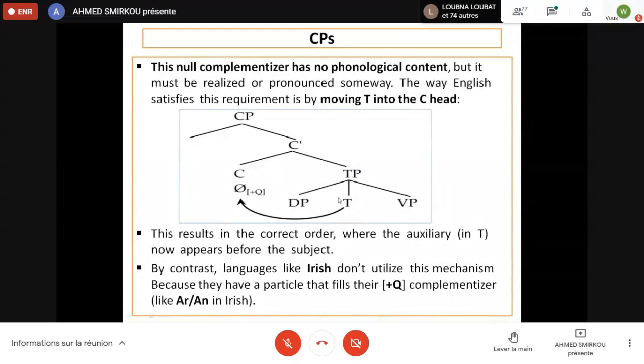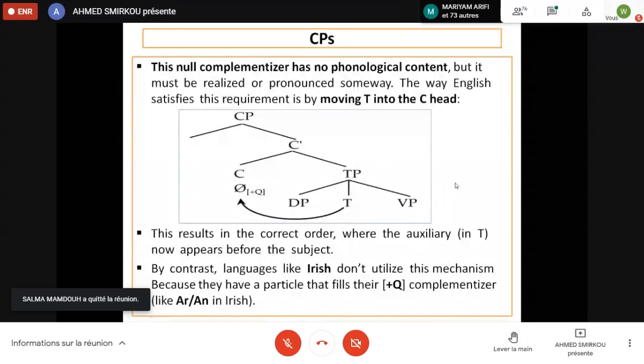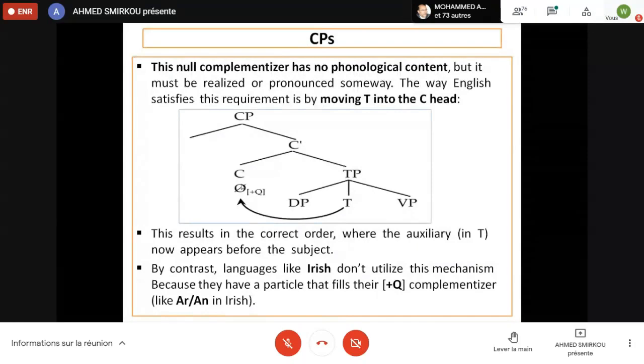So please remember, in English questions, there must be the movement of T to C. I'm giving you a hint, or explaining one aspect of movement that we are going to talk about next week. T to C movement. T must move to C in questions to spell it, because it's null here. It's null, it must move. But in Irish, there is already a particle, a complementizer here. So it is already filled with "an", which is the complementizer. Why do you need to move T to C? It's already filled. Okay?